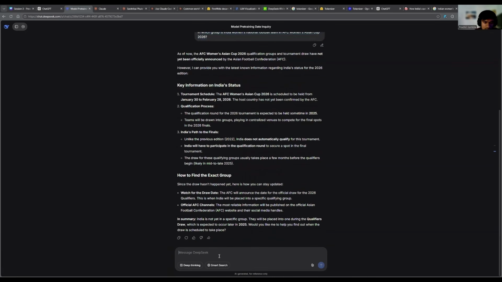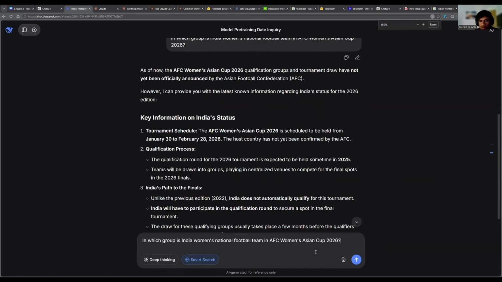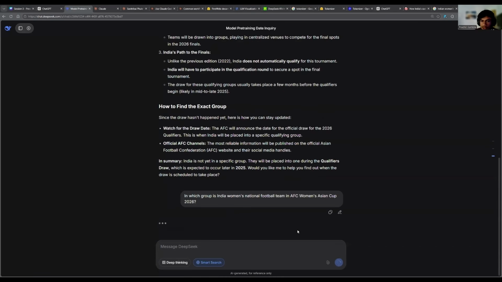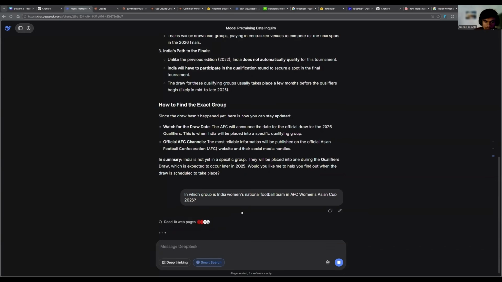But let me use this smart search functionality. So I'm typing the same question, and now I'm pressing smart search, because what it enables is that here you can see the smart search enables it to search on the internet. And this really gives us power to use the pre-trained model on the current ongoing internet things. Of course, it is not trained on it, but it can search and fetch us some answer. So let's see what it will do now.